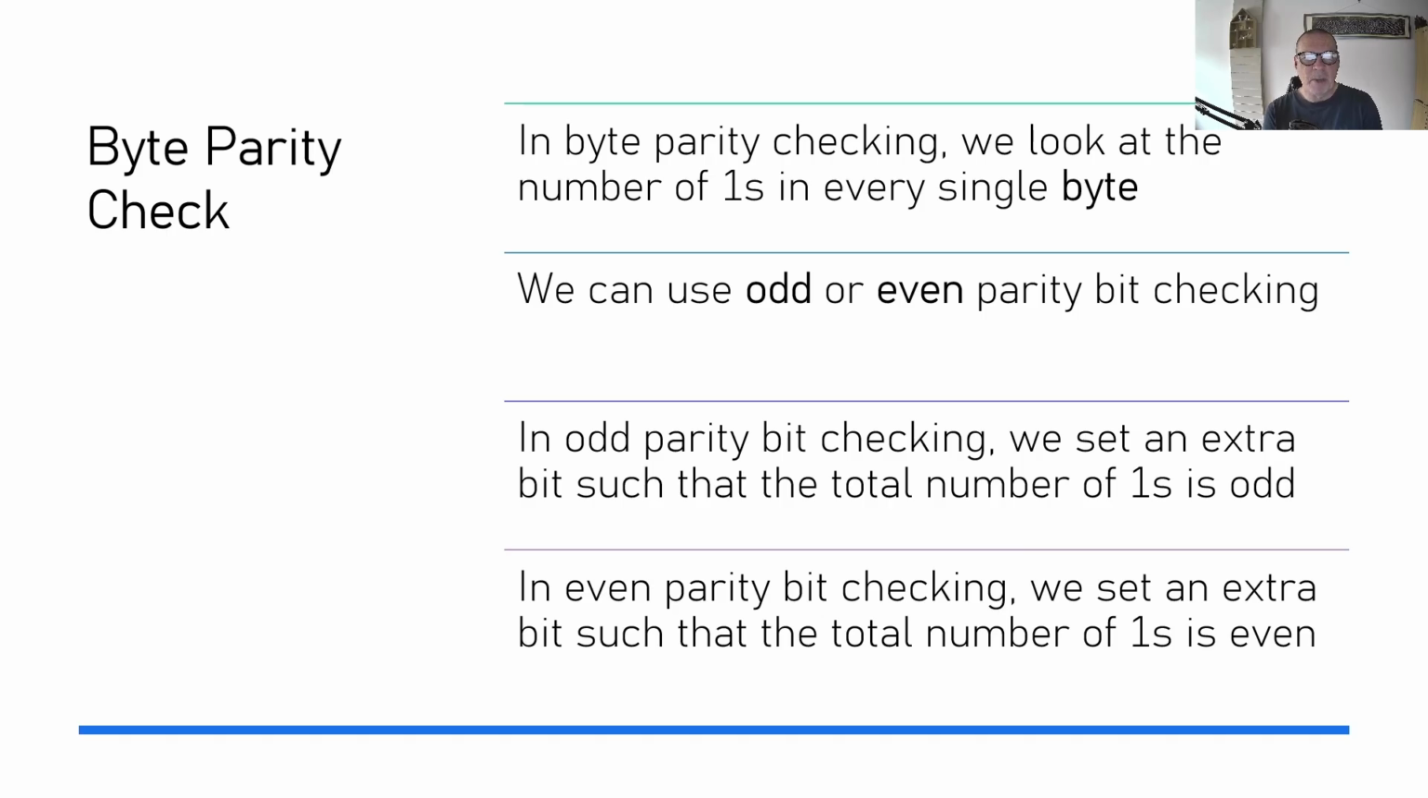So in odd parity bit checking, what we do is we set the extra bit such that the total number of ones is odd. So if it wasn't odd already, we have to make it odd. In even parity bit checking, we set an extra bit such that the total number of ones is even. So again, if the number of ones isn't already even in our 7 bits, then we're going to set the 8th one so that they are even.